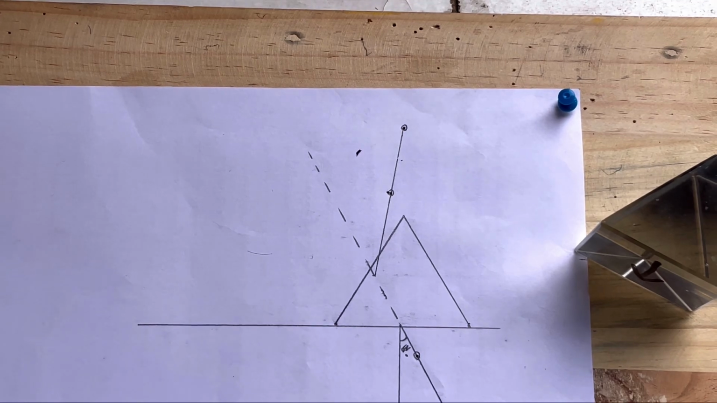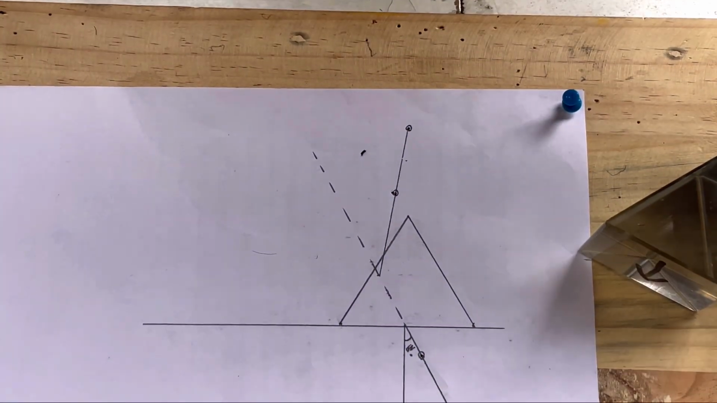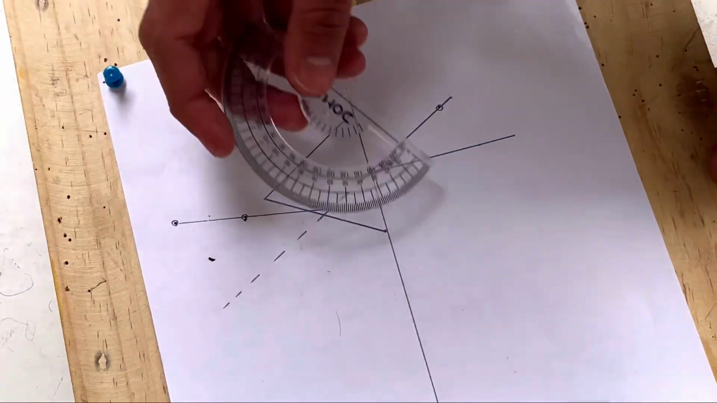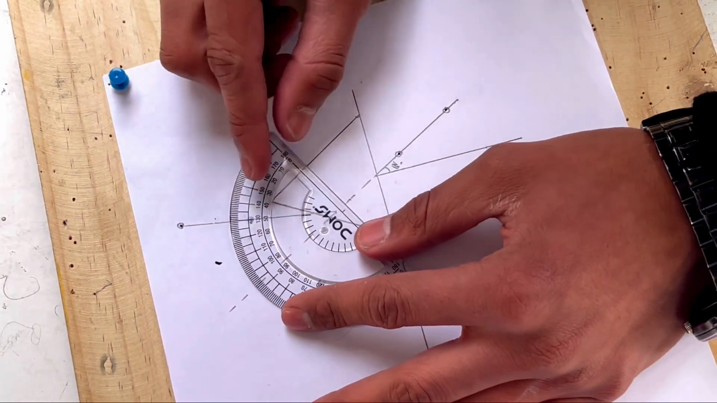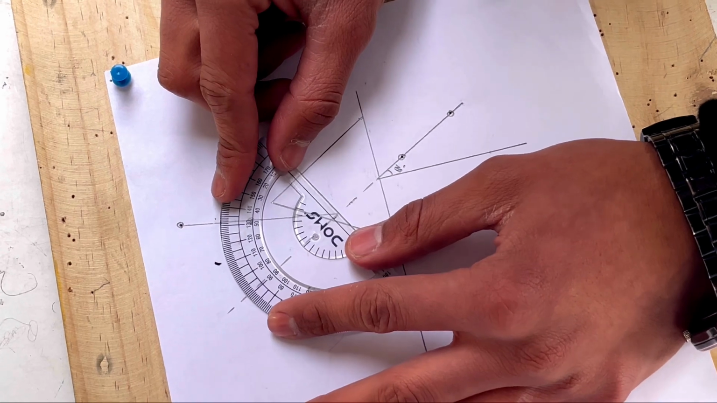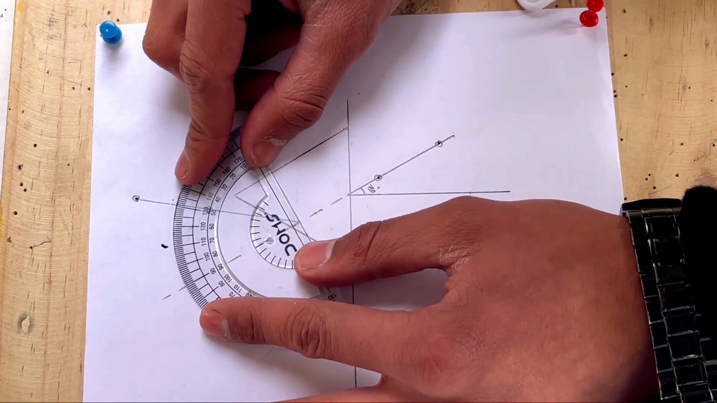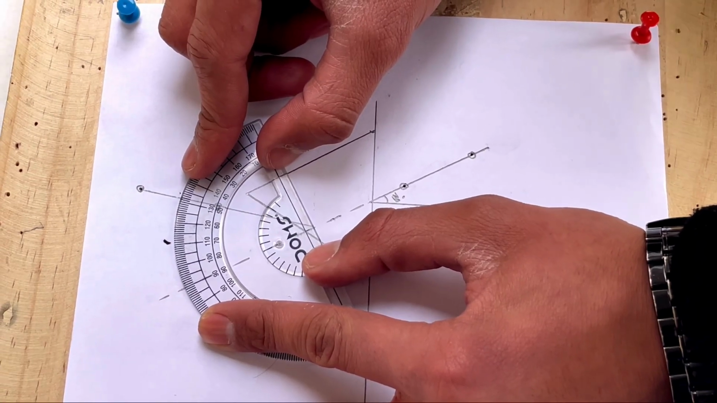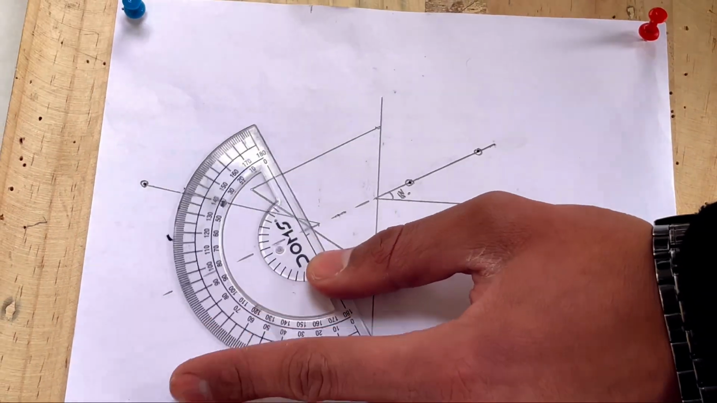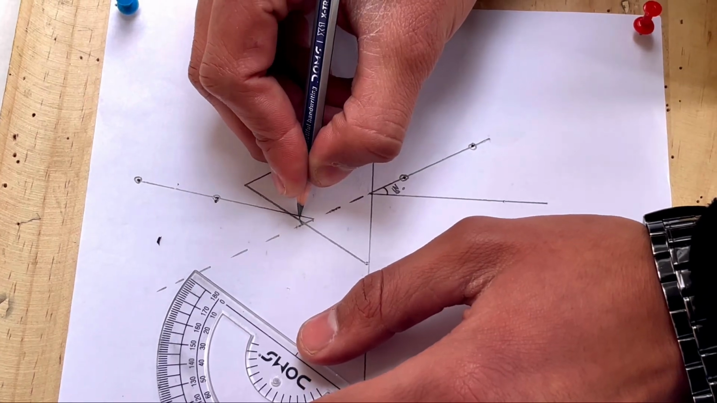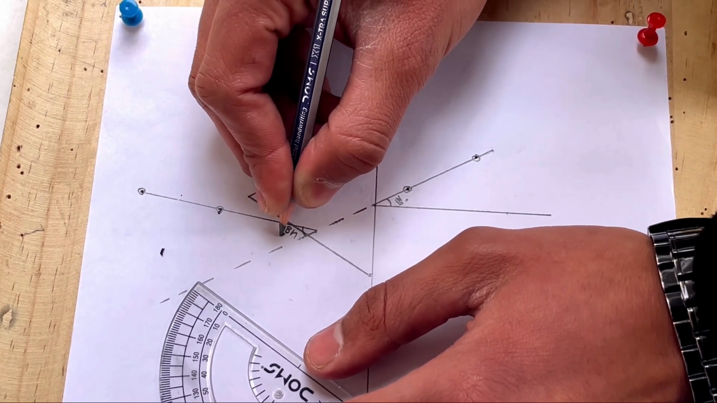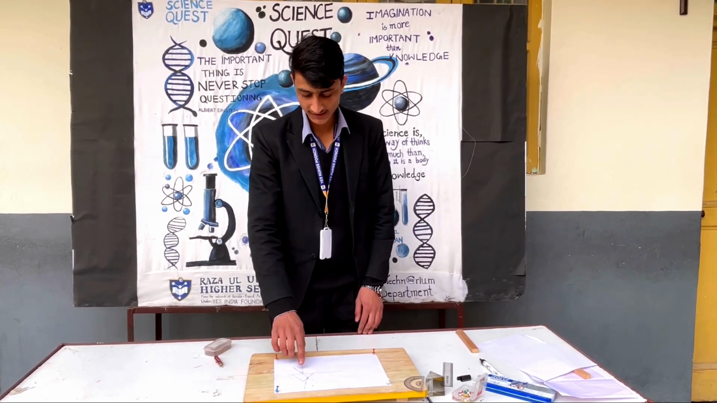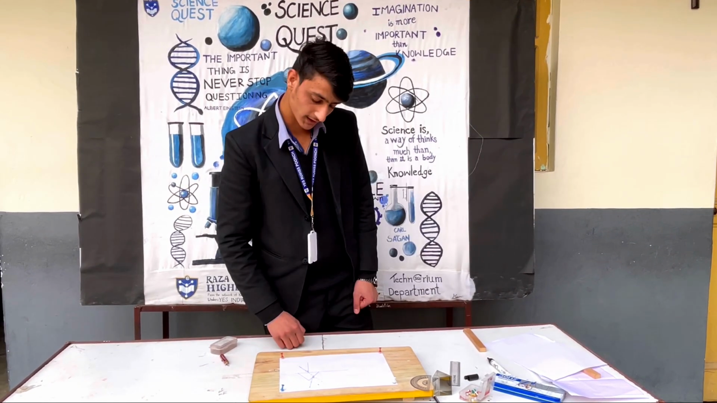Now our next step is that we have to check how much angle is deviated with the help of a protractor. So this is our protractor. This incident ray we can take as our normal ray. Like this we have to take our incident ray as a normal ray. Here we can see our angle of deviation is 48. Just write here that our angle of deviation is 48.